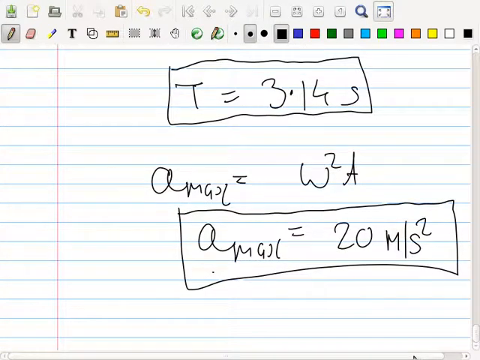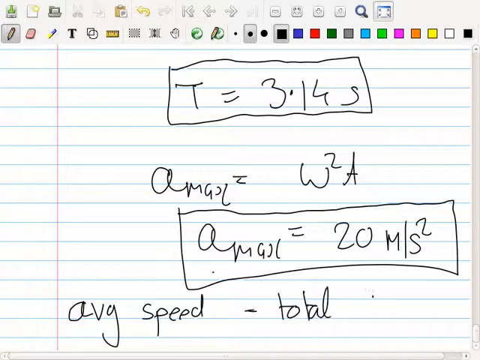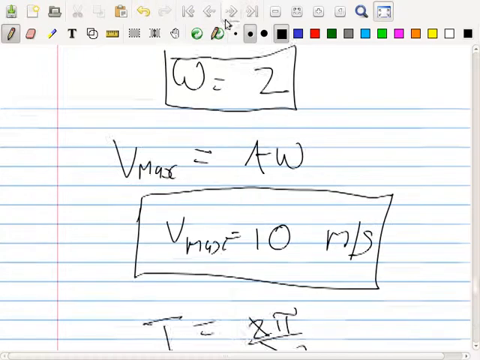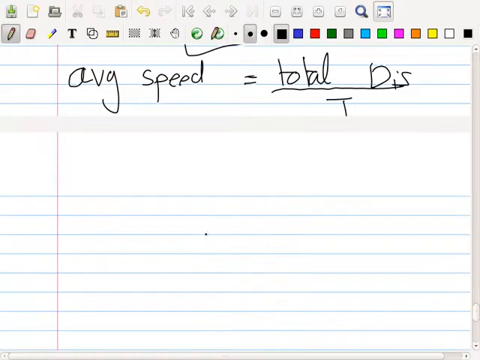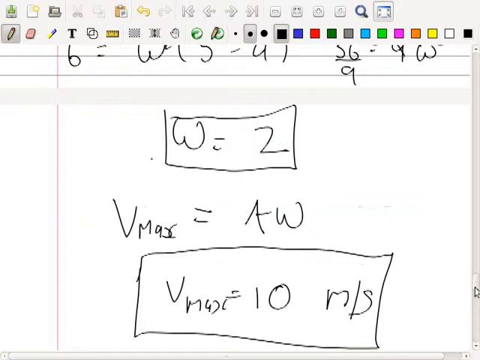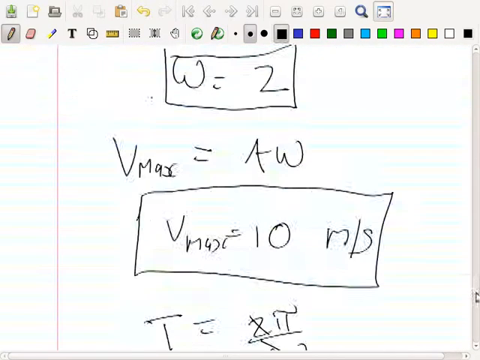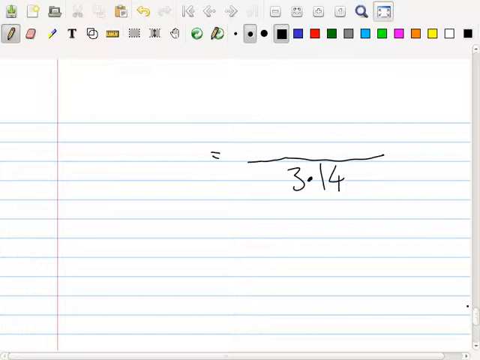Last thing is to find the average speed. Now, do you remember, I think this was the very first week or maybe the second week, the average speed equals the total distance over the total time. Now, we have the total time, don't we? What's the total time? 3.14. But what's the total distance? Who can tell me the total distance? Is it 5? 10.